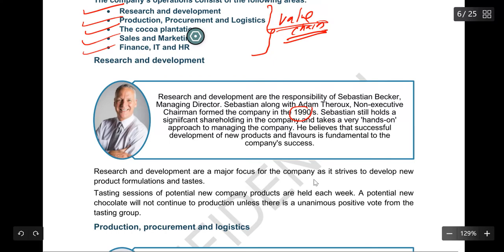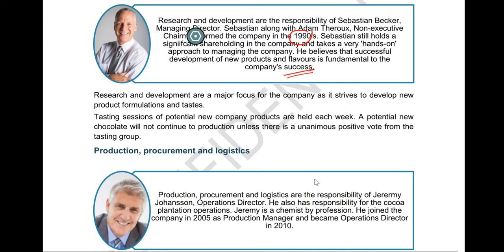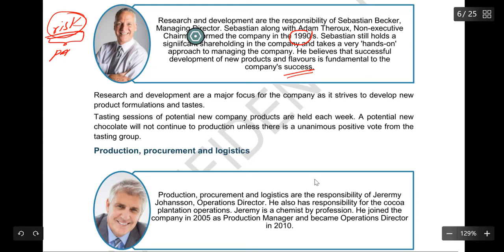He believes that success in developing new products and flavors is fundamental to the company's success. So they are always developing new ideas and new flavors. So there can be chances that can happen. And also students, please don't forget the risk area. There can be a situation where they give you a payoff table. So students, please keep that in mind. Students, payoff table, there is a high chance. So just recall all those things.